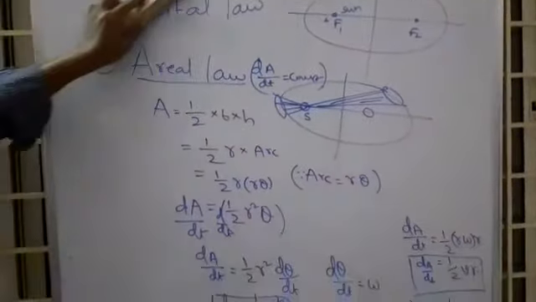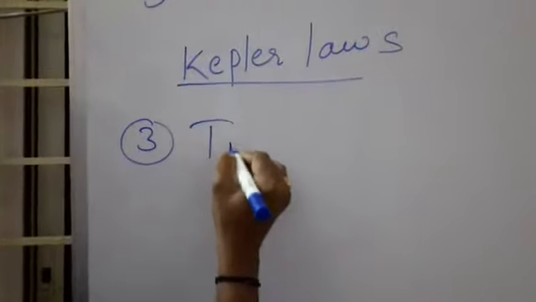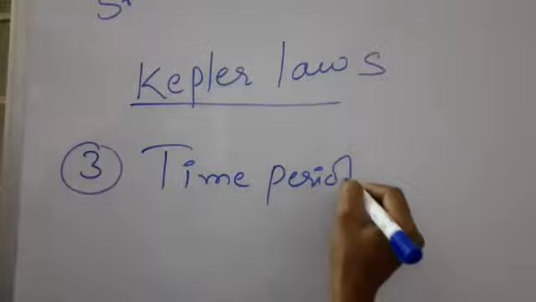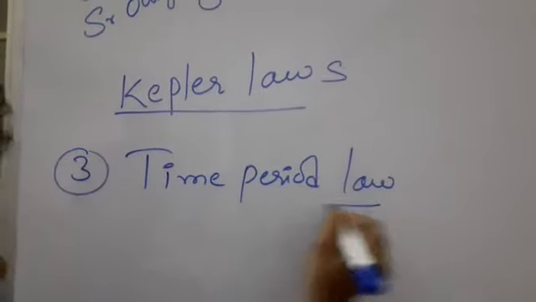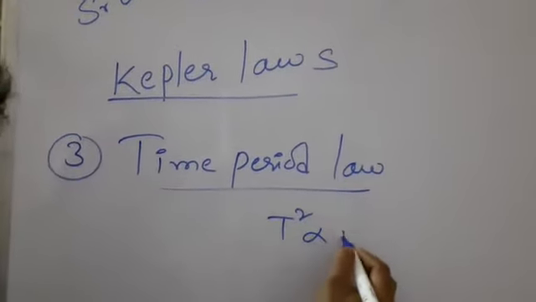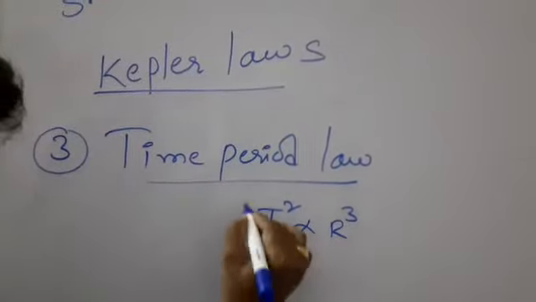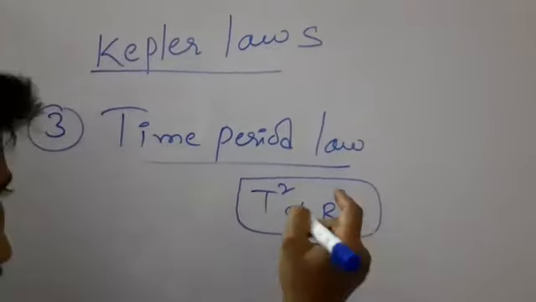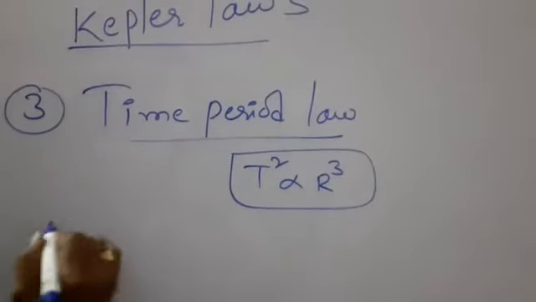Next, the time period law. The square of the time period is directly proportional to the cube of the radius or semi-major axis. So T square is directly proportional to r cube.